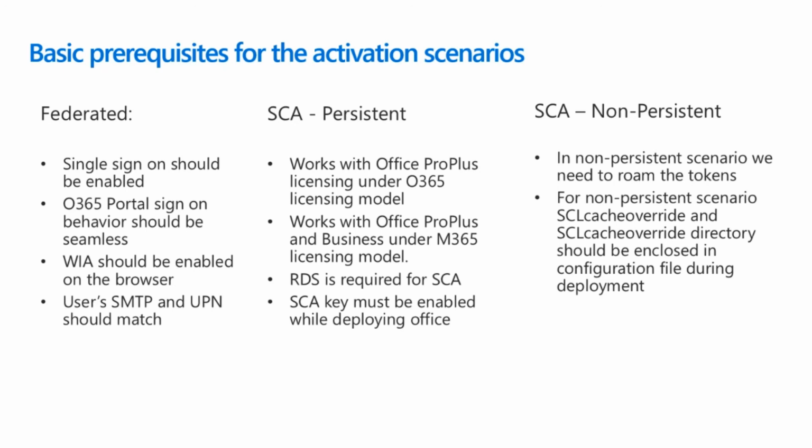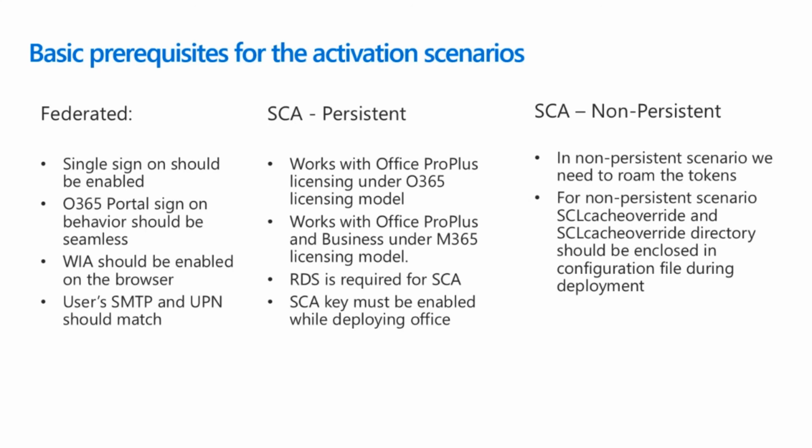So when it comes to non-persistent shared computer activation, that is where we use a token roaming system. The licensing tokens are saved at a specific location, and in order to roam these tokens, there are two specific registry values. That is SCLCacheOverride, which is set to 1, and SCLCacheOverrideDirectory.